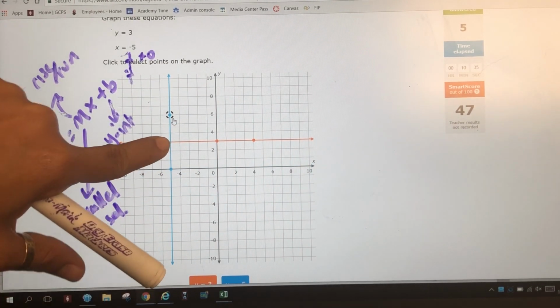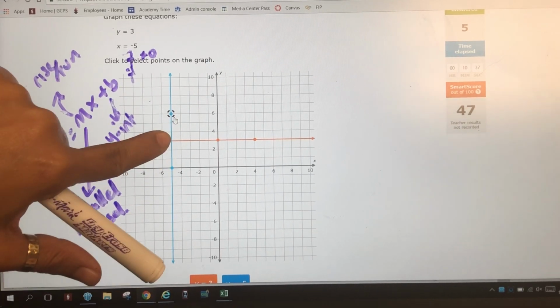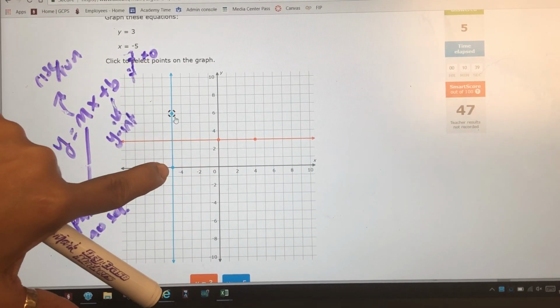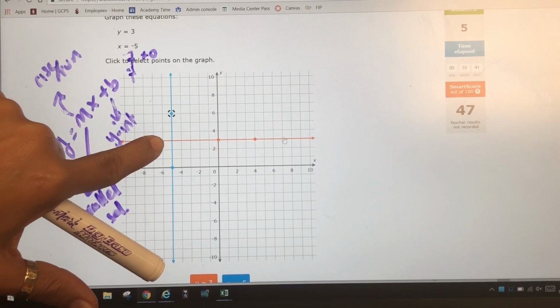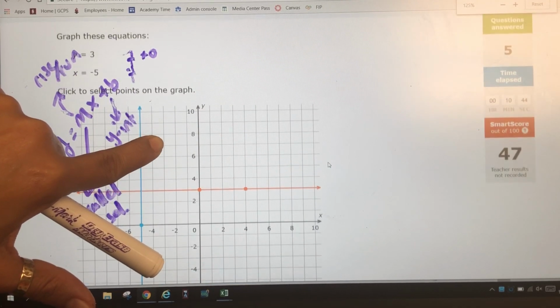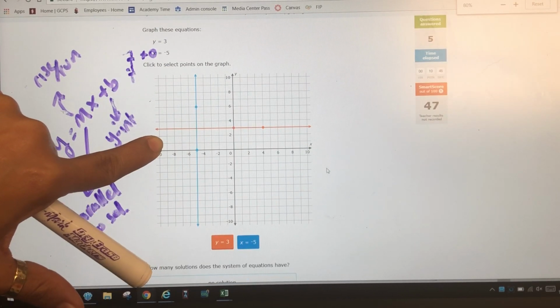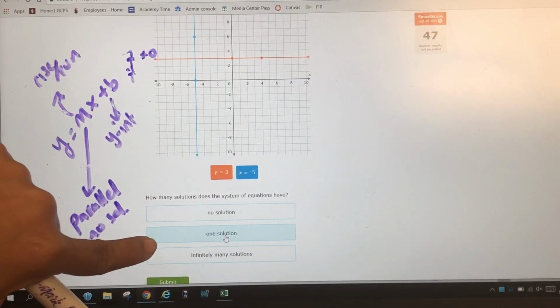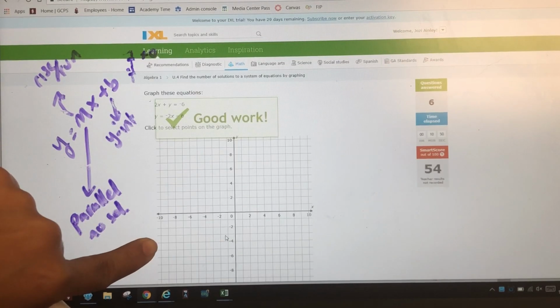So looking at that, where they intersect is my solution. So my solution is (-5, 3), if that was the question. But the question is just how many solutions does this have? And the answer is just it has one solution.